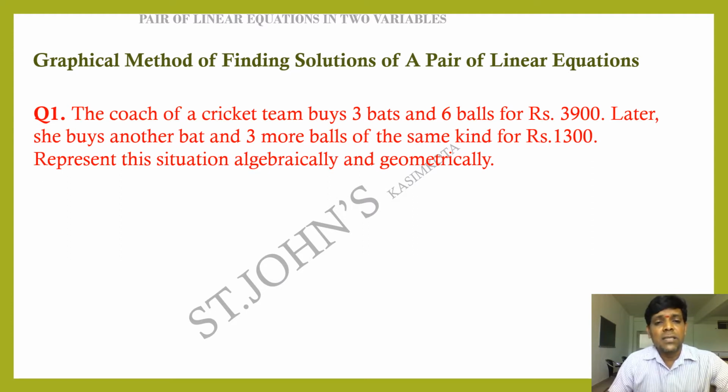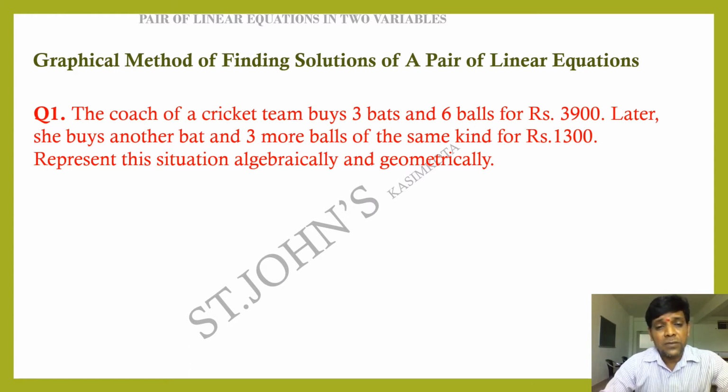What is the given question? The coach of a cricket team buys 3 bats and 6 balls, which cost 3,900 rupees. Later she buys another bat and 3 more balls of the same kind for 1,300 rupees. Represent the situation: you have to write the given situation algebraically and geometrically.